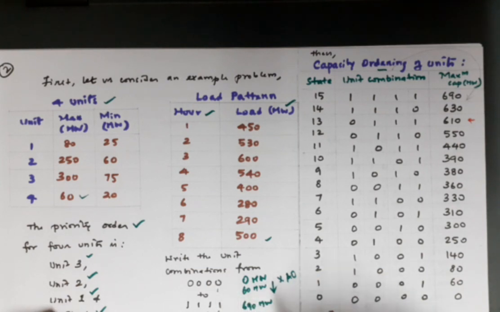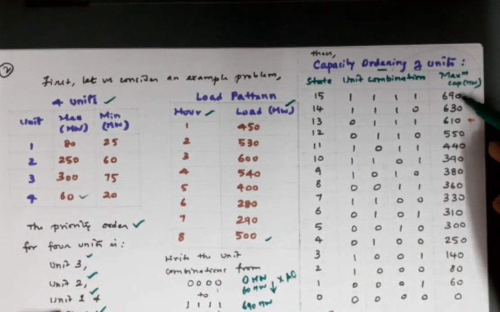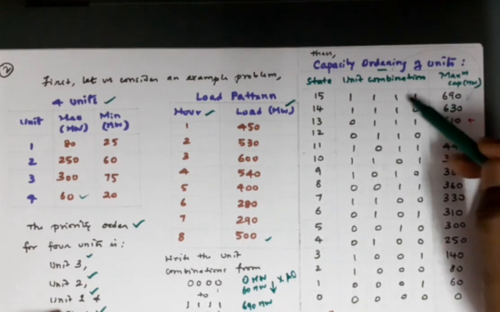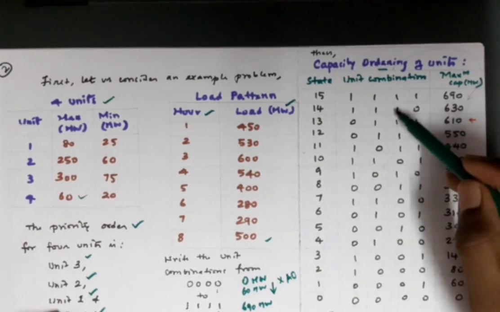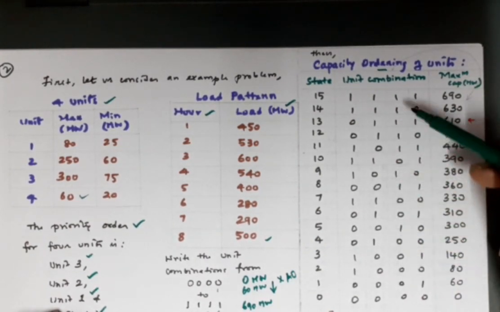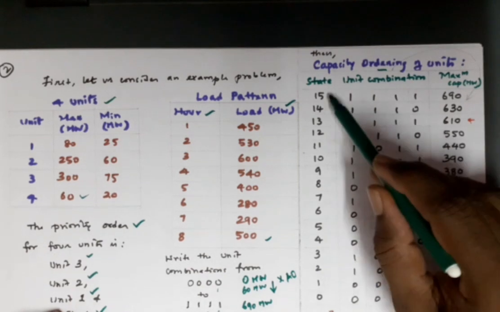But what we are going to do is we are going to order. Capacity ordering means that you should understand. You are going to order it like this: 690, and in descending order you should go up to 0. So 690, 630, 610 like that you should go. So if you go like this, you can see here, for 690 it is 1111. For 630 it will be 0111 like that. So this will get altered now, but this will be in descending order now. Is it clear?